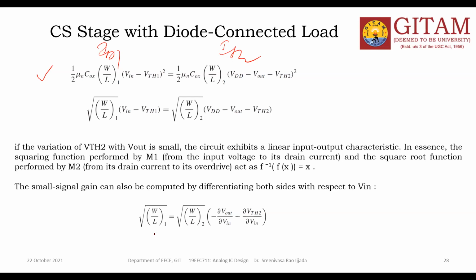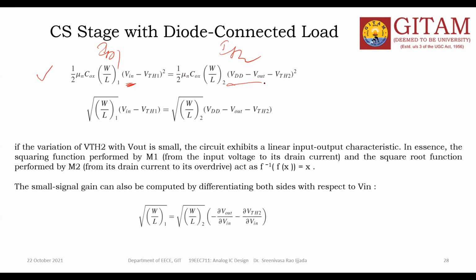Why is it so? Here the input applied to the first device is Vin. For the second device, the input is VDD minus Vout, because drain and gate are shorted. So the amount of input applied for the upper device is VDD minus Vout minus VTH2.